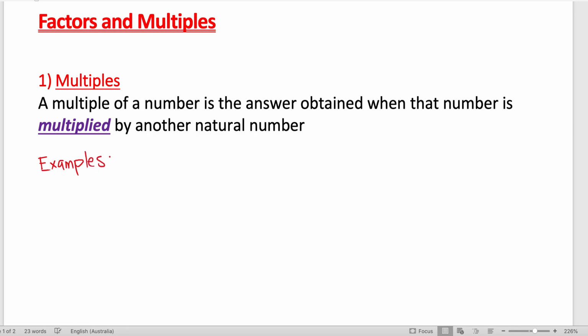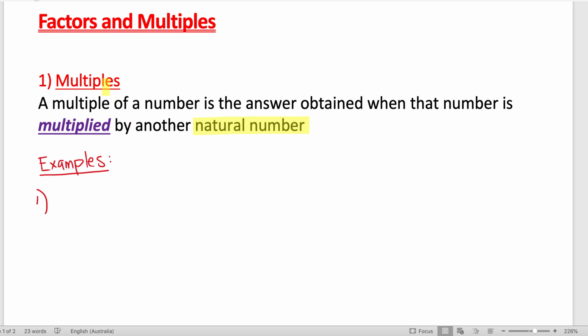The other thing that I wanted to say before going into the example is that we're multiplying by natural numbers. You will see some definitions. Remember that natural numbers are counting numbers. So 1, 2, 3, 4, 5, 6, 7, and so on. You will see some examples in which they say that it is multiplied by another whole number. But remember that when we include the whole numbers, we're including 0.